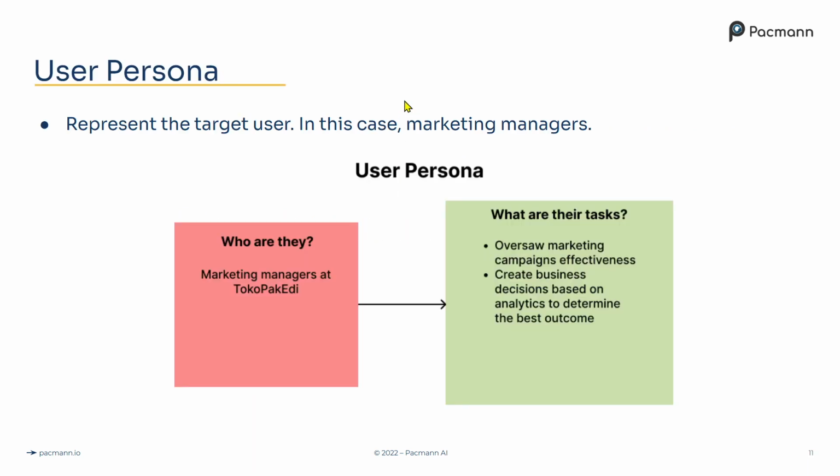User persona and user flow. User persona basically represents the target user. In this case, the target user is marketing managers, and their task was divided into two. The first one was to oversee marketing campaign effectiveness, and the second one is to create business decisions based on analytics to determine the best outcome.